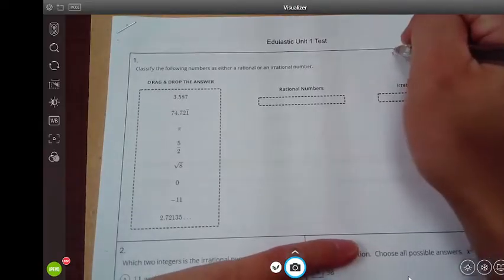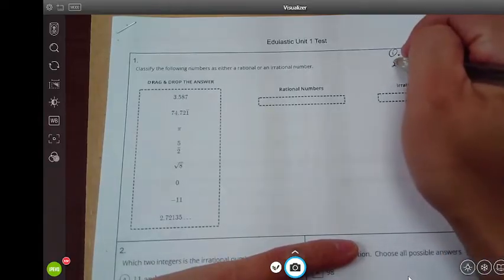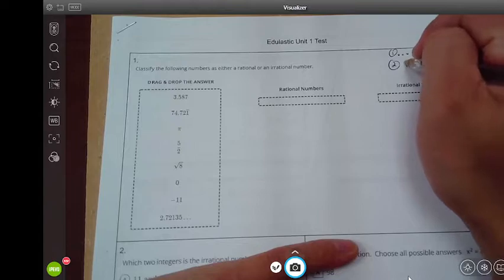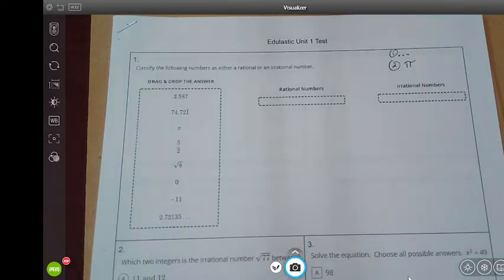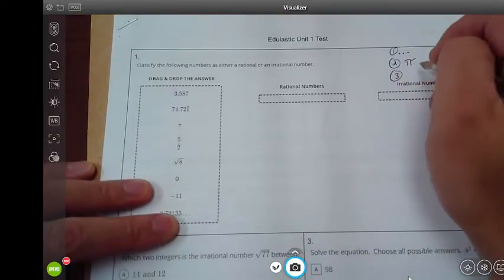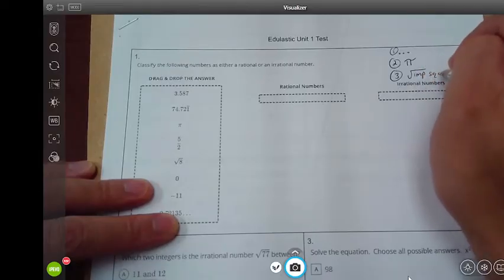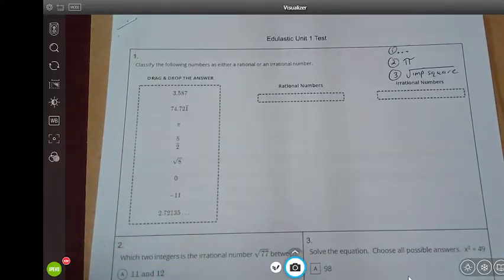The first one being the three dots, that means non-terminating, non-repeating. Okay. The second indicator is a pi. Right, you got 3.14... That's a non-terminating, non-repeating number. And then any number that is a square root of an imperfect square. Okay, if it's an imperfect square, you're taking the square root of it, it's going to give you a non-terminating, non-repeating number. So those are three visual indicators.